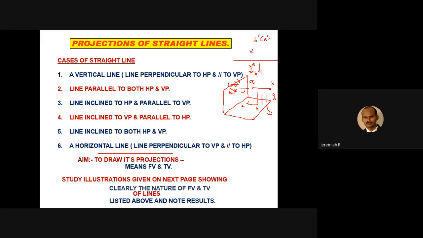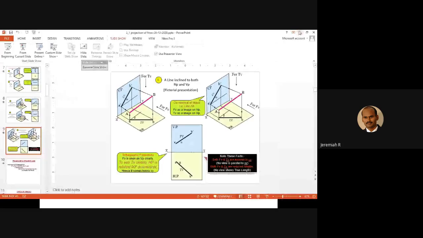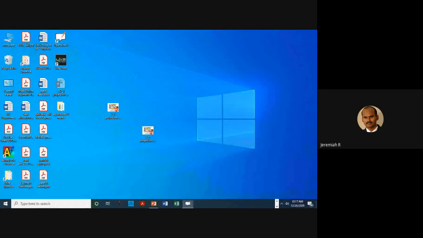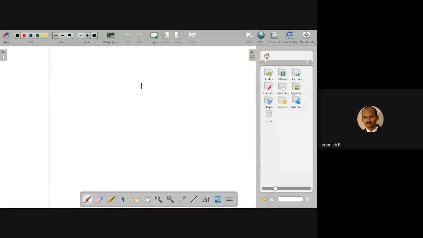We will see one simple case, and we'll close. In the next class we'll see some more simple cases, and later we'll go for complicated problems. Note down this problem. Simple problem: a line AB, 60 mm long.